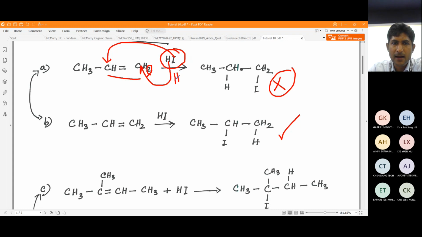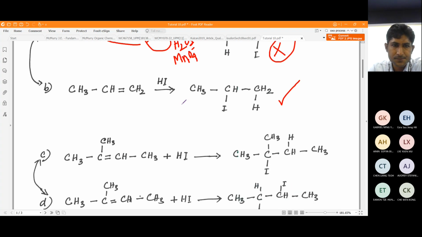For example, hydrogen peroxide. If in the solution, hydrogen peroxide is there as a solution, or permanganate or chlorate ions are there. So with this type of oxidizing agent in solution, this type of reaction can occur, the anti-Markovnikov reaction can occur.